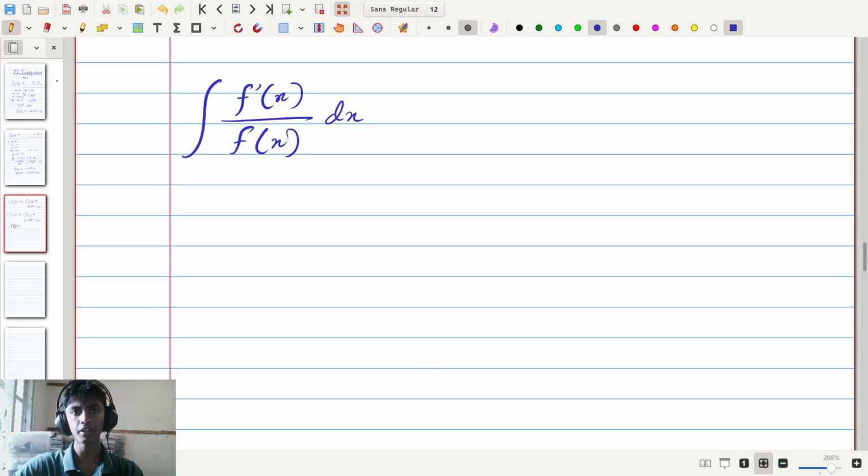The next thing we're going to be considering is the integral of the derivative of a function divided by that function. You can see here I've written f prime x in the Lagrange notation to show you the derivative of a function f of x. So here what we have is the integral of a function's derivative divided by the original function. This is in fact equal to the logarithm of the absolute value of the function plus the constant c.